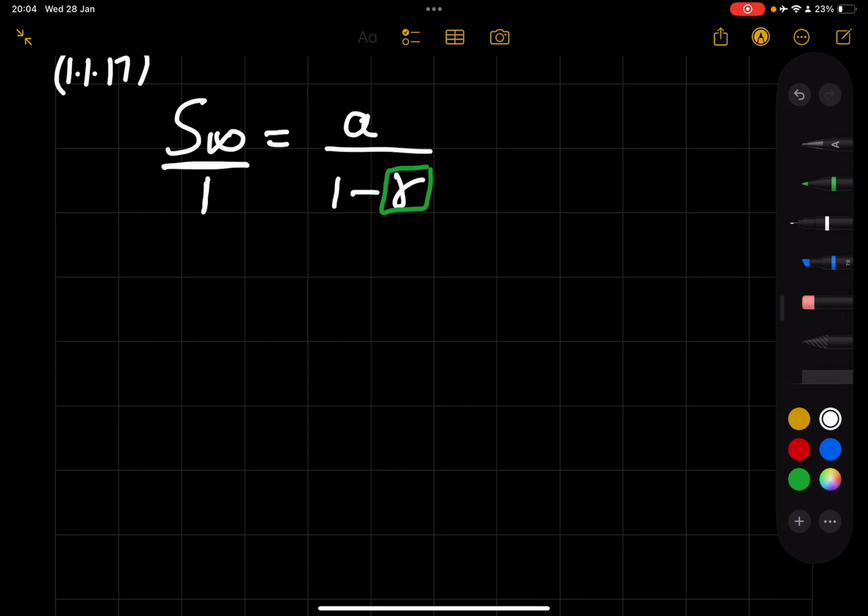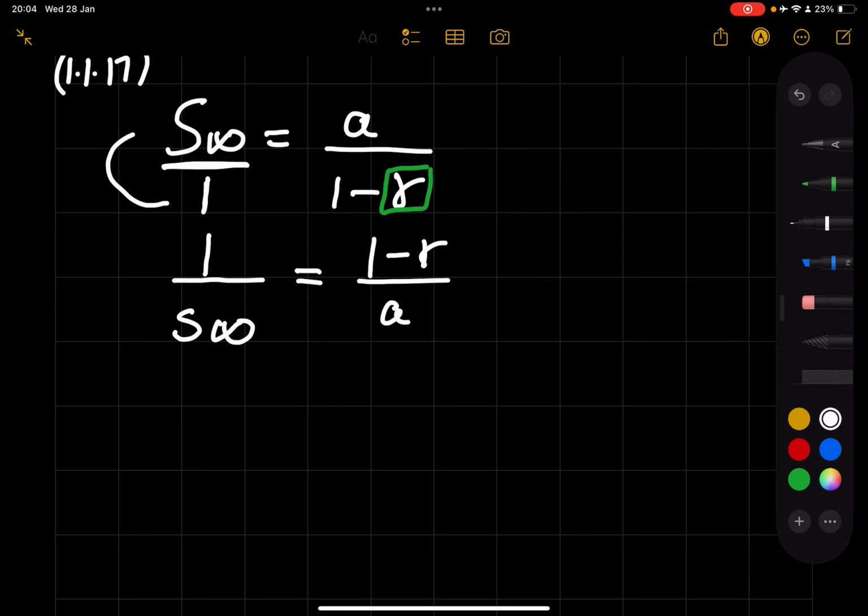I'm going to flip both sides. So I have 1 over sum to infinity is equals to 1 minus r over a. You can see I flipped there, and then I also flipped there. When you flip on the left, you can flip on the right. And then now I can apply laws of algebra.